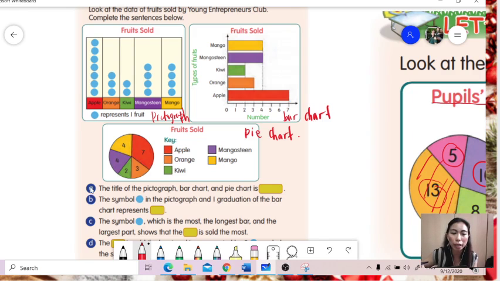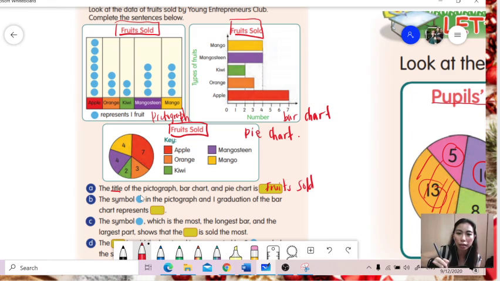So the first one, the title of the pictograph. The title is the same for the pictograph, bar chart, and pie chart. For the title, you look at the heading, the one at the very top, the one that is different. So, it is Fruits Sold. Okay, it's easy, right? So the symbol is a dot. We look at here, it's dot, dot, dot for a pictograph. Each represents one fruit. So we have apple, orange, kiwi, mangosteen, mango.